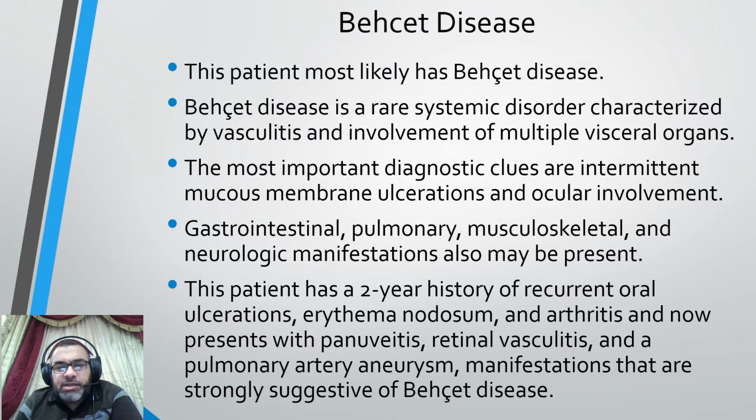The patient has a 2-year history of recurrent oral ulcerations, erythema nodosum, and arthritis, and now presents with panuveitis, retinal vasculitis, and a pulmonary artery aneurysm, manifestations that are strongly suggestive of Behcet disease.